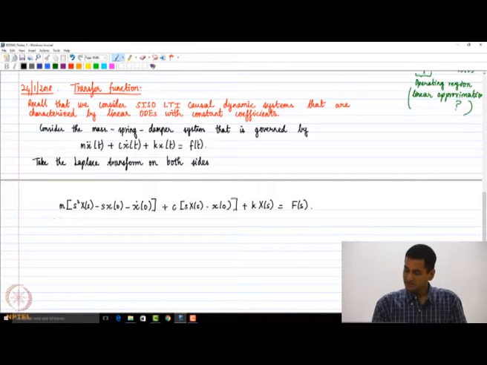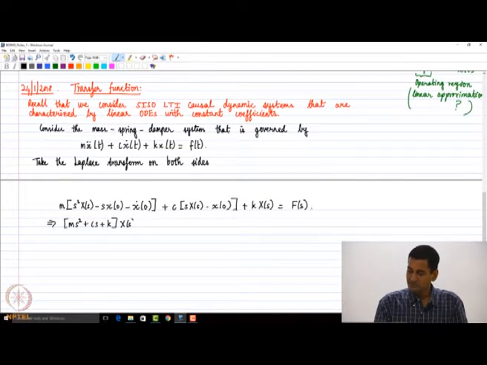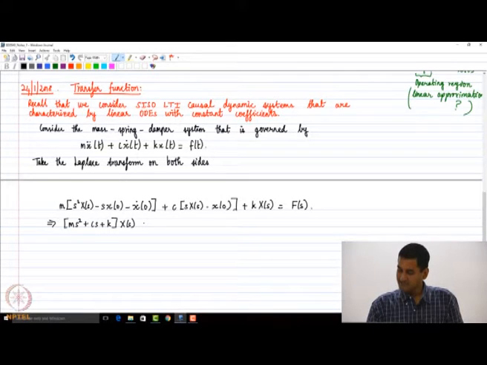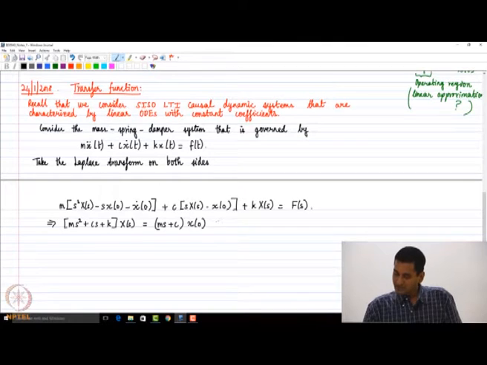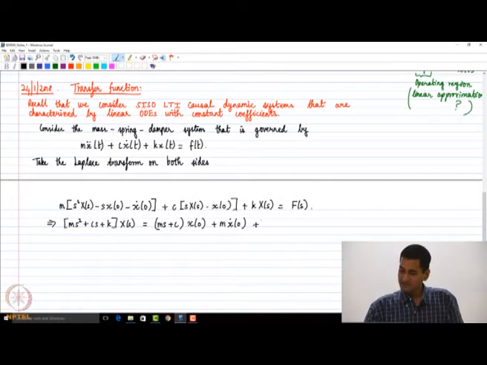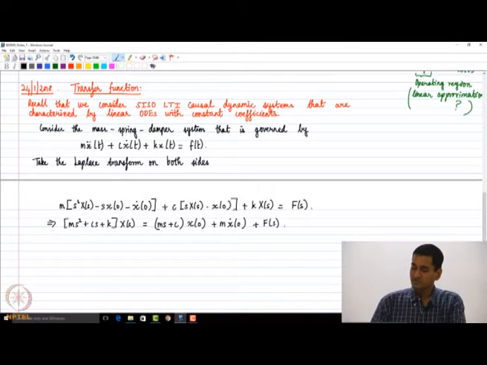Okay, so now if I just rearrange the terms, let me do it carefully. So if I do this, right, so I collect the terms involving capital X of s, okay, I am going to get ms squared plus cs plus k, and let's say I take all the initial conditions to the other side, right? So what's going to happen is the following. So I am going to get (ms plus c) times x0, right, plus m x dot 0, right? So that's what I am going to get as far as the initial conditions are concerned. Then we are going to have the inhomogeneity, right? So F of s, the force term, correct?